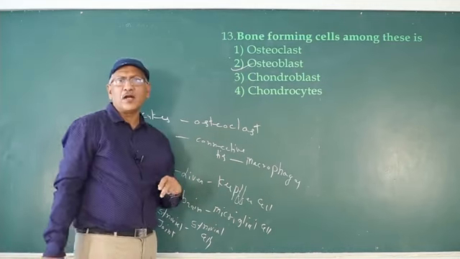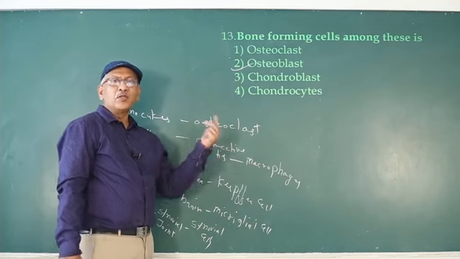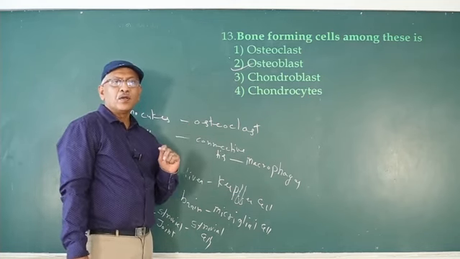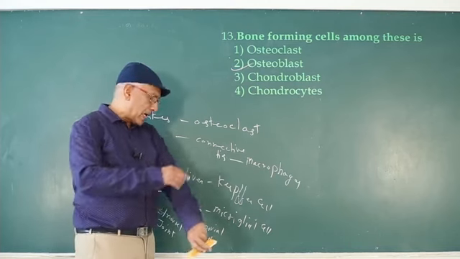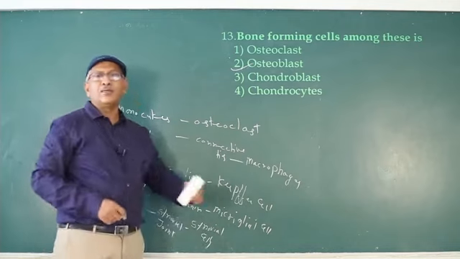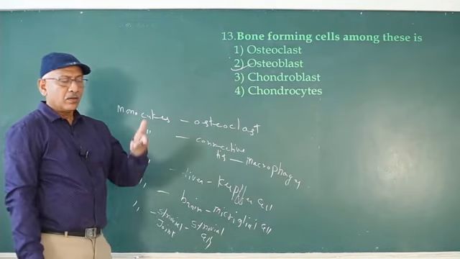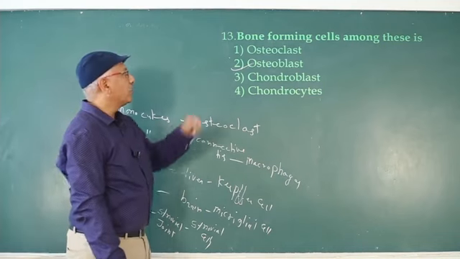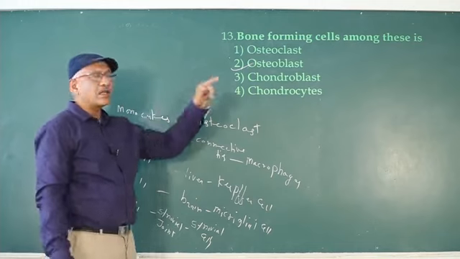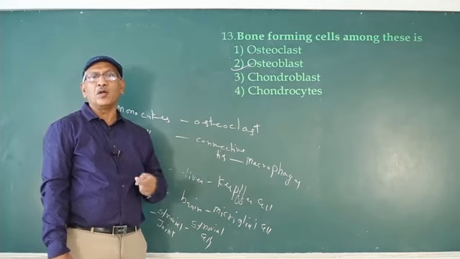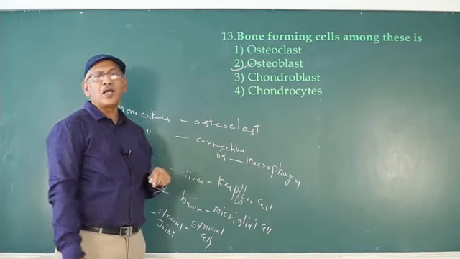What is the function of osteoclast cells? If osteoclast cells are active, they remove the calcium from bone. What does it mean? They remove the calcium from bone, and the calcium enters into the blood. So blood calcium level is elevated. Blood calcium level increases due to activation of osteoclasts. That is the destruction of bone, resorption of bone. The cells responsible for resorption, destruction: osteoclasts.